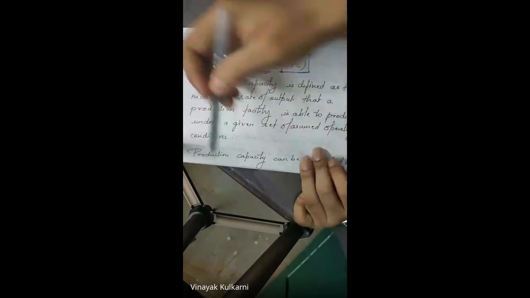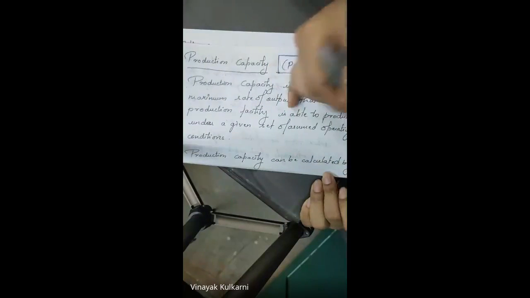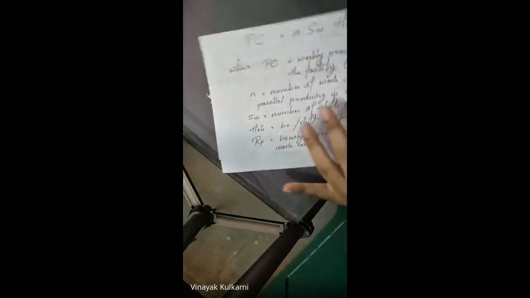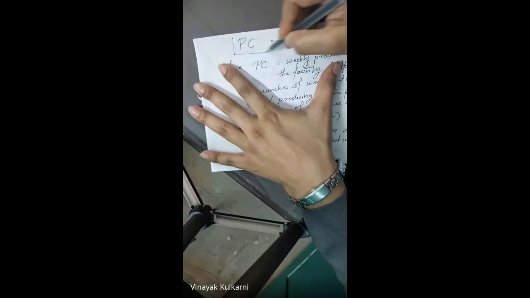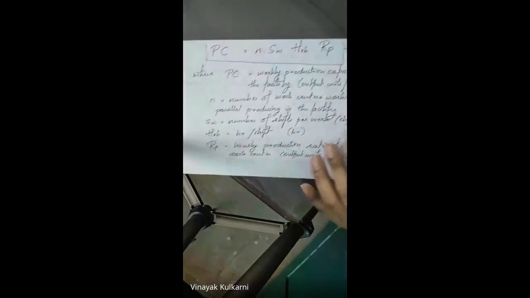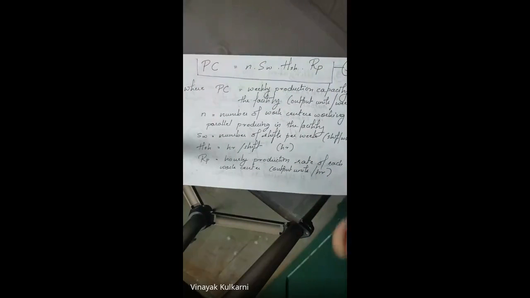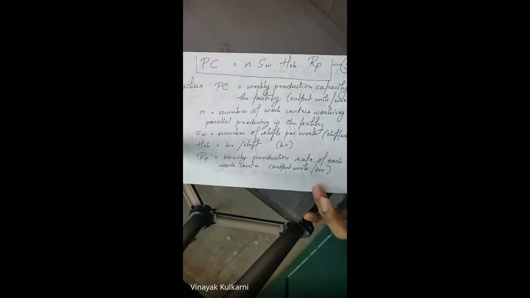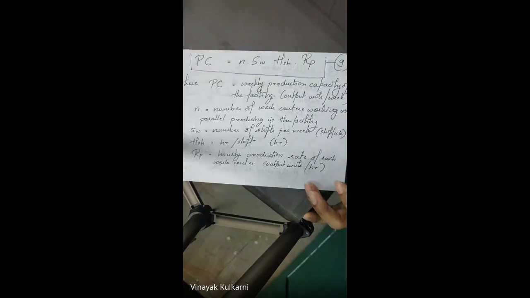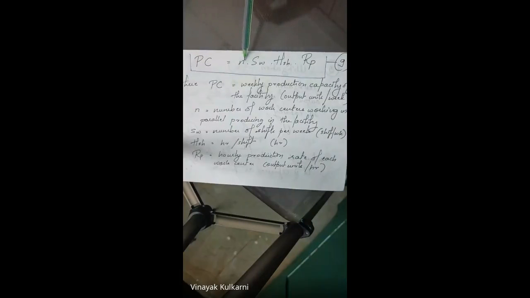Now we have the production capacity, which can be calculated by the following equation. This is our equation number 9, which will help you to determine the production capacity. It is given by the equation N into SW into HSH into RP.